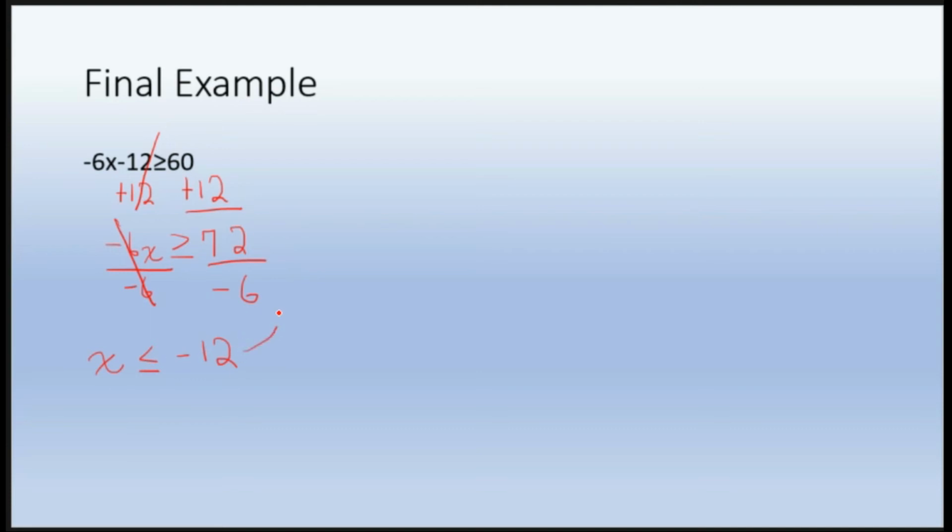I'm going to go ahead and check this by plugging in any negative number that is less than or equal to negative 12. I'm going to go ahead and plug in negative 12 this time. So I get negative 6 times negative 12 minus 12 is greater than or equal to positive 60. So negative 6 times negative 12, that's going to give me positive 72. Then I'm going to have negative 12 here, greater than or equal to 60.